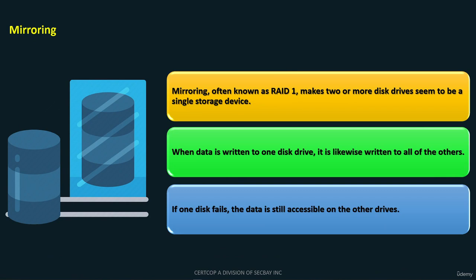Mirroring, often called RAID 1, makes two or more drives seem to be a single storage device, but we have essentially a copy. So when you write to one drive, you make another copy to another drive. The problem with it is you're losing half your storage space, but you are getting some redundancy. So this is called RAID 1. So you have disk mirroring and disk striping.